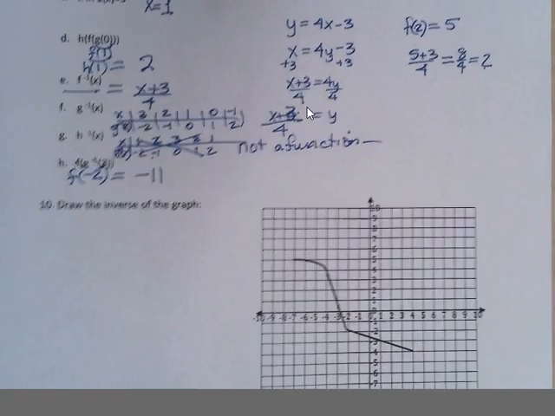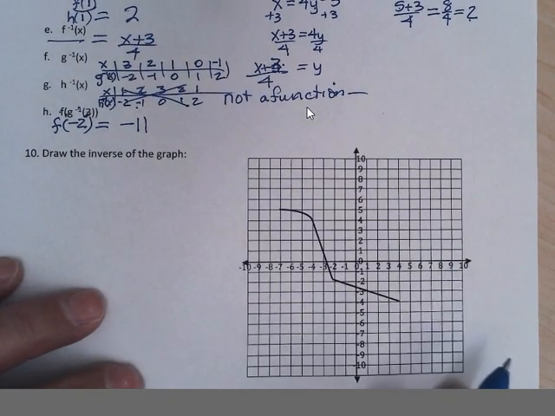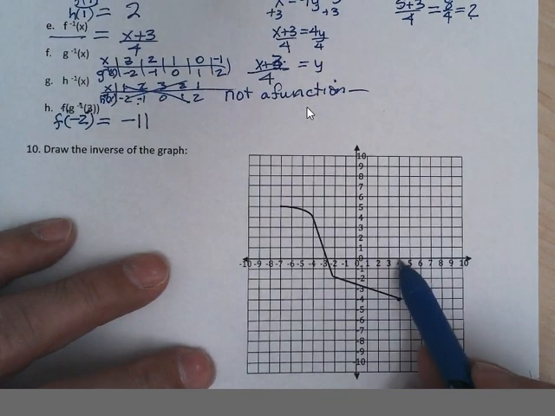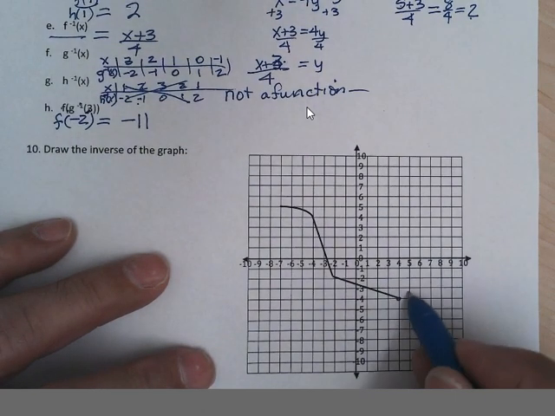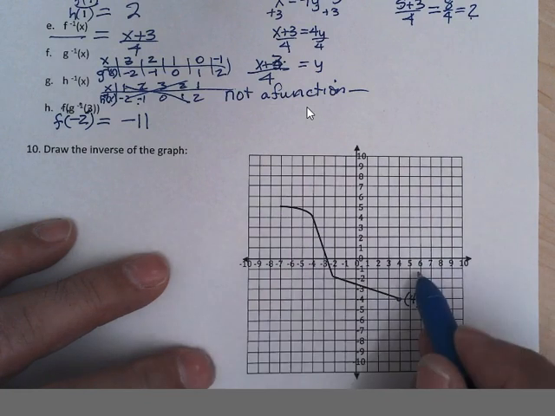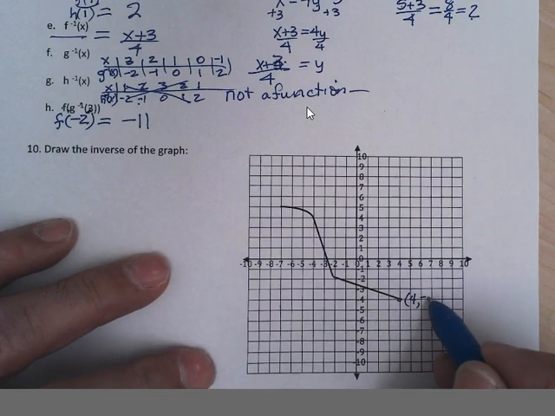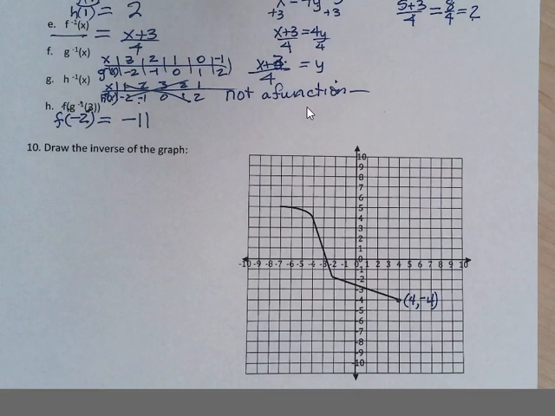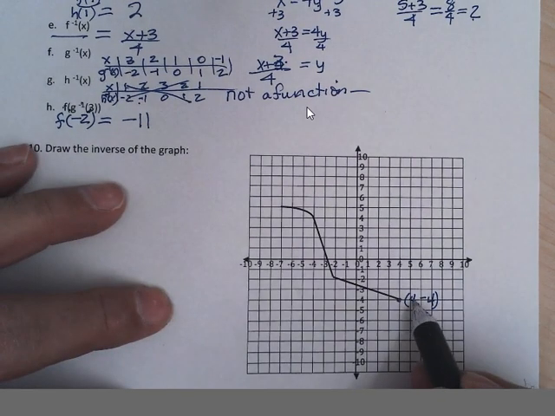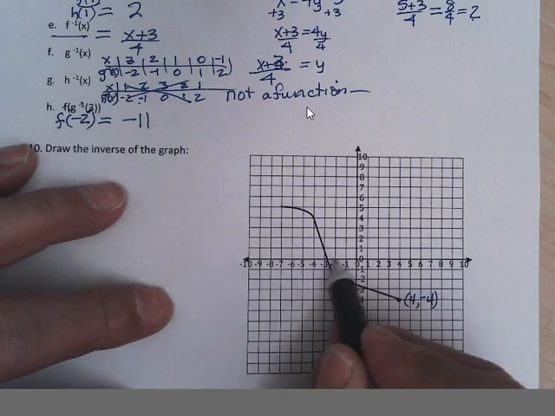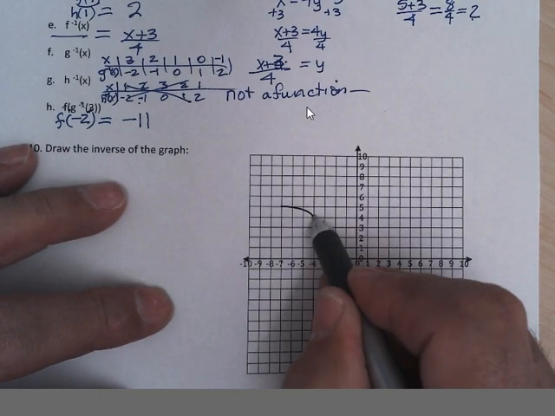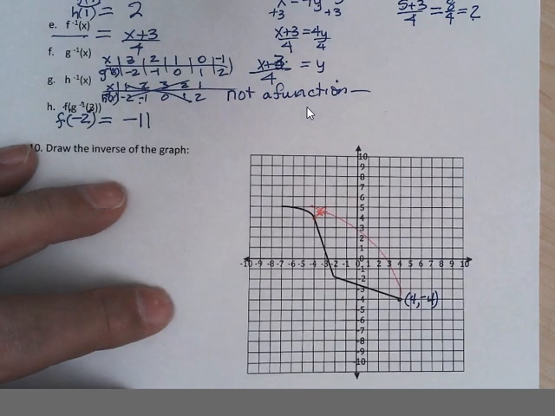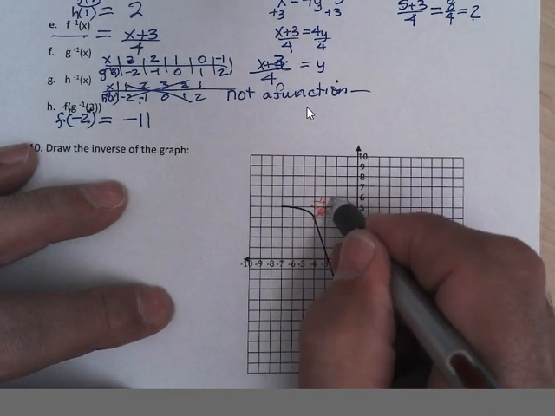And finally, to graph inverses. This point is 4, negative 4. 4 in the positive x, negative 4 in the y. So on the inverse, I'll do this in a different color, we're going to graph negative 4, 4. So this point gets moved up to here. Negative 4, 4.